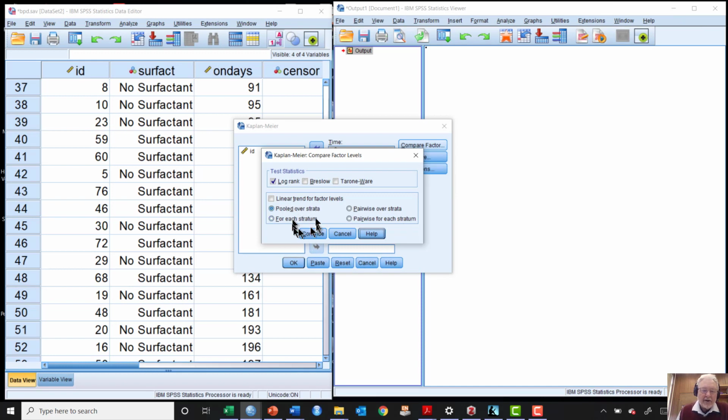We don't have any strata. Say we had boys and girls, we could set that up as a strata and then pool over it.